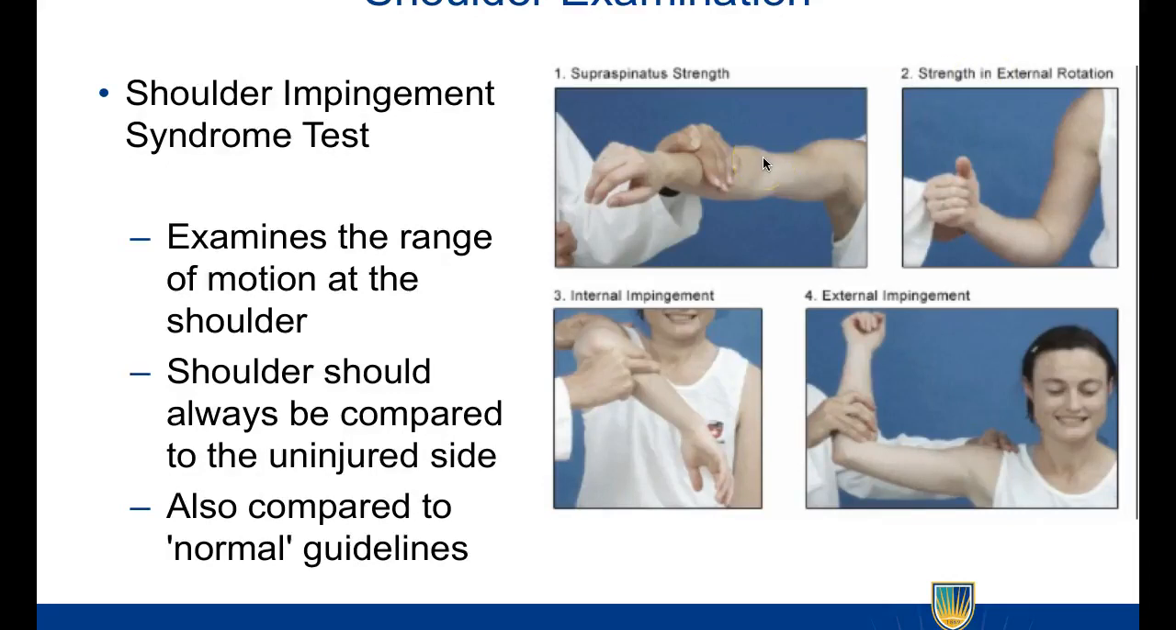Shoulder examination. Shoulder impingement syndrome test. For this test, the provider examines the range of motion at the shoulder. Both actively, the patient moves themselves, and passively, the provider moves the arm and the patient relaxes. This should always be compared to the uninjured side, for what is normal for every patient, but also compared to normal guidelines.